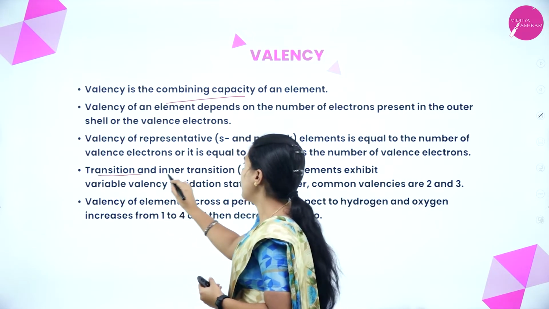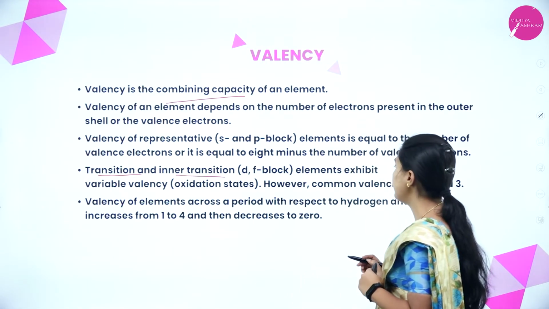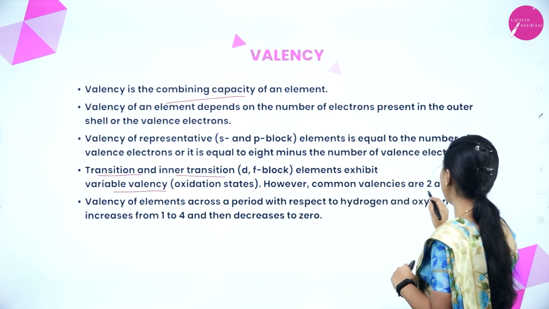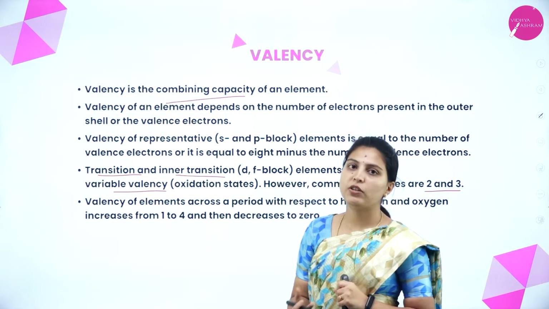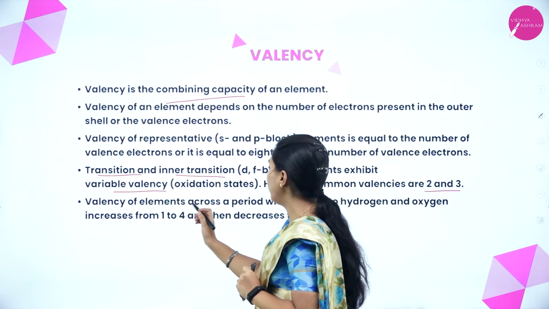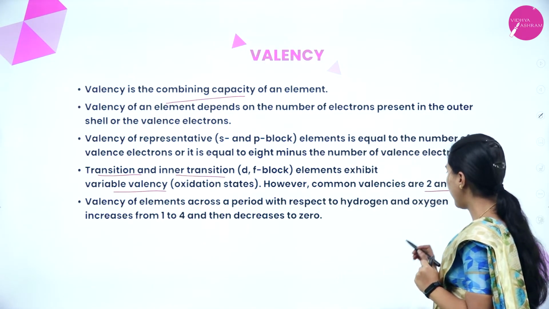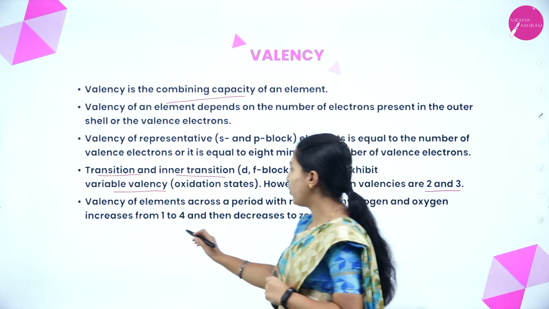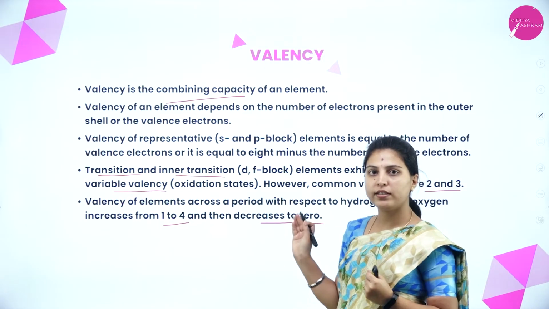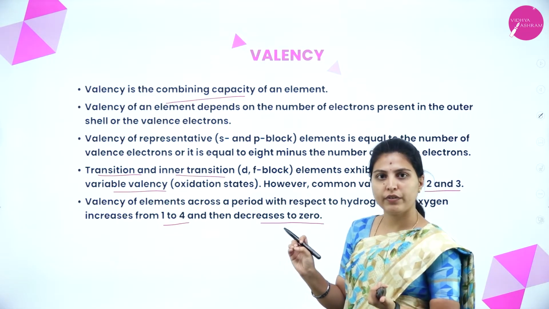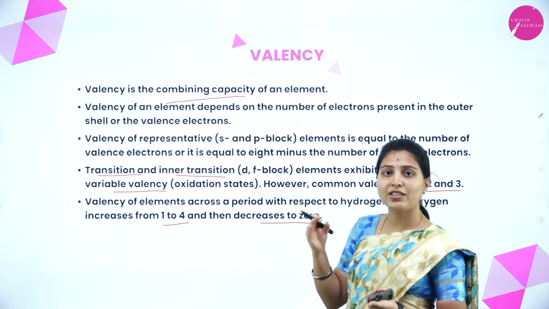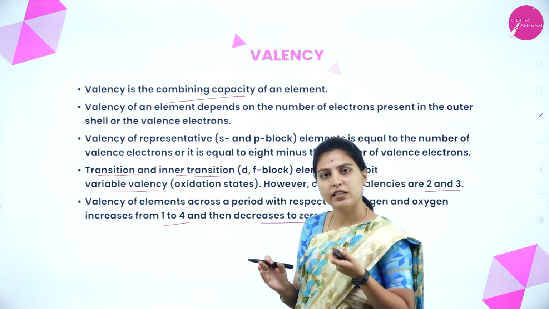Transition and inner transition, that is D and F block elements, exhibit variable valency. However, common valencies are 2 and 3. It has variable oxidation states in between, among which 2 and 3 are common. Valency of elements across a period with respect to hydrogen and oxygen increases from 1 to 4 and then decreases to 0. From hydrogen to oxygen, it increases 1 to 4. Hydrogen 1, again it will start for 2, 3, 4. And it decreases to 0 because noble gases have valency 0 only.